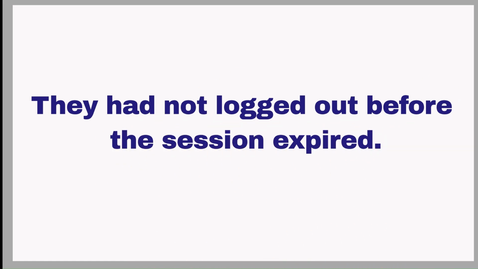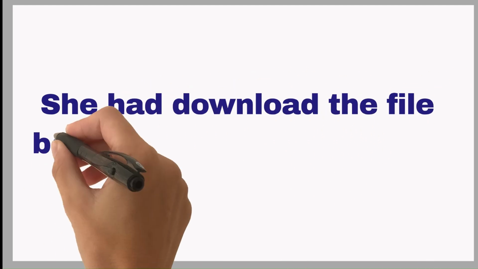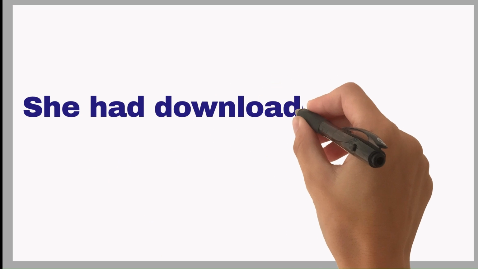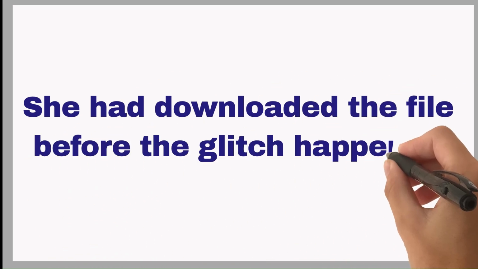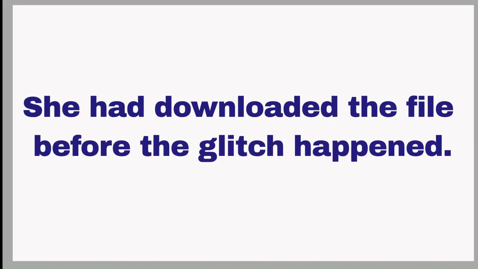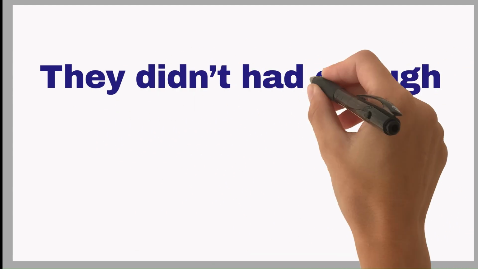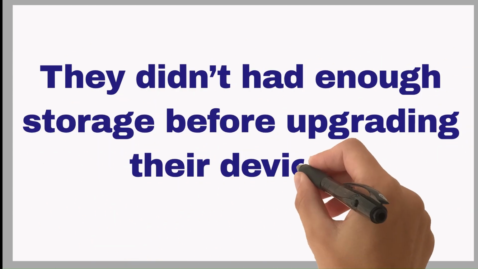So this time see if you can spot and correct the error. She had downloaded the file before the glitch happened. That's a nice easy one. It should be, she had downloaded the file before the glitch happened. Just one more for today, and I thought I'd see how you get on with a more difficult one. This time, the sentence is, they didn't had enough storage before upgrading their devices.